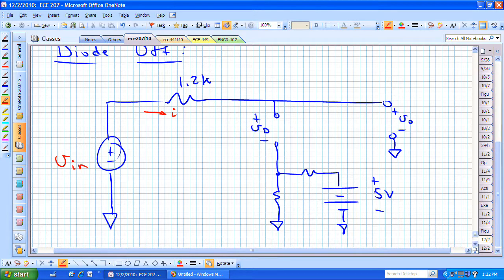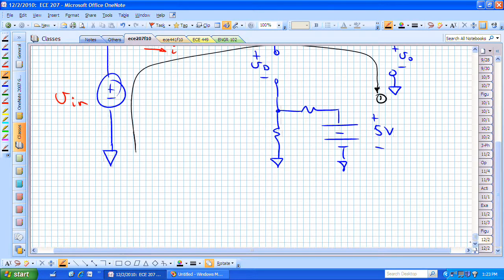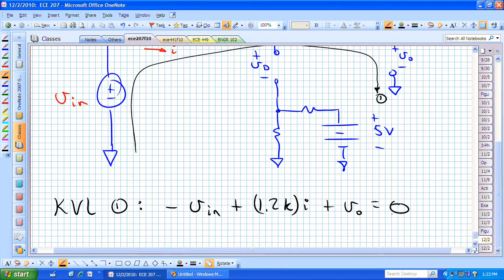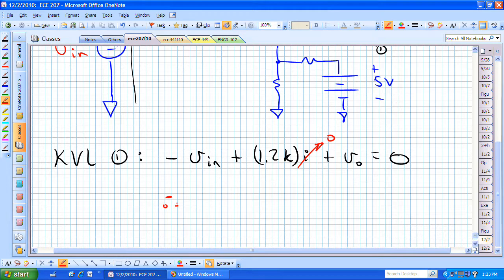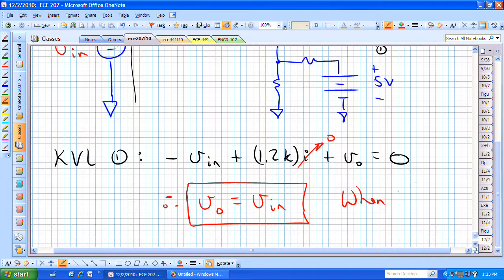With the diode off, we can now look at this particular KVL equation and see that we have minus VIN plus 1.2K times I plus VO is equal to 0. If we do not have anything connected to VO, there is no current flowing, and because of that, then VO, or the output voltage, is simply equal to the input voltage when the diode is off.